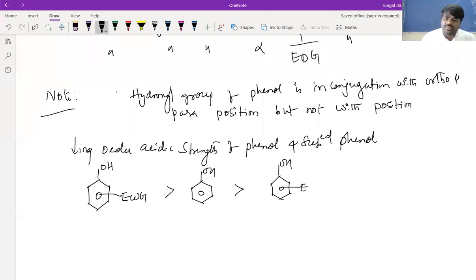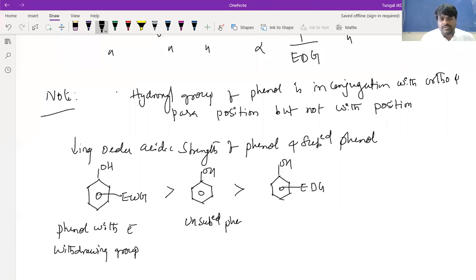I am not specifying any position. Basically, here electron donating group. Phenol with electron withdrawing group is more acidic than unsubstituted phenol, where there is no substitution at all, and then phenol with electron donating group. I have not specified any position.